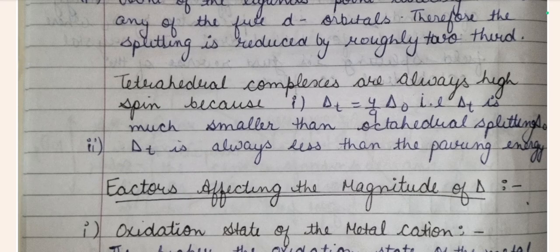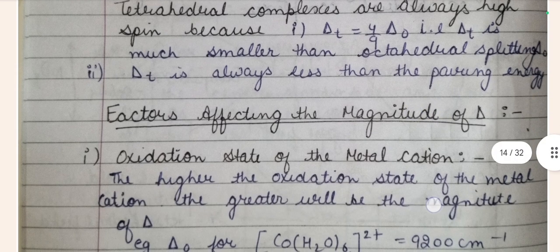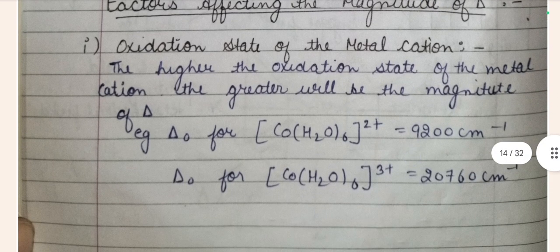Factors affecting the magnitude of Δ. First, the oxidation state of the metal cation. The higher the oxidation state of the metal cation, the greater will be the magnitude of Δ.